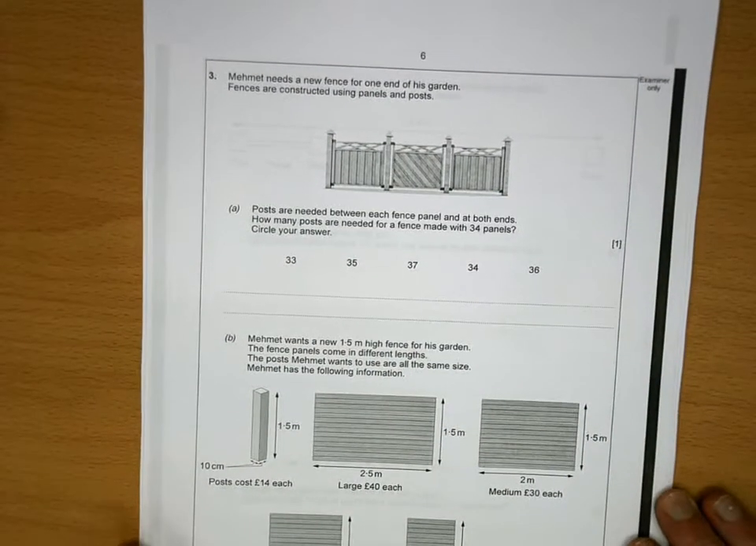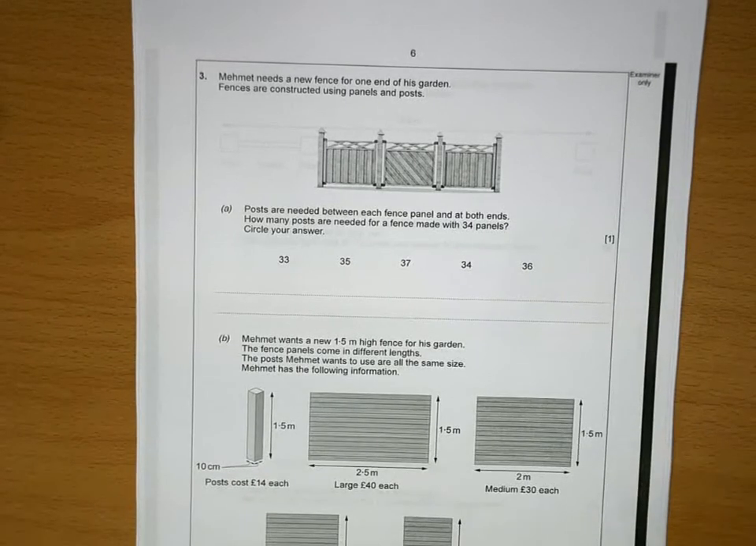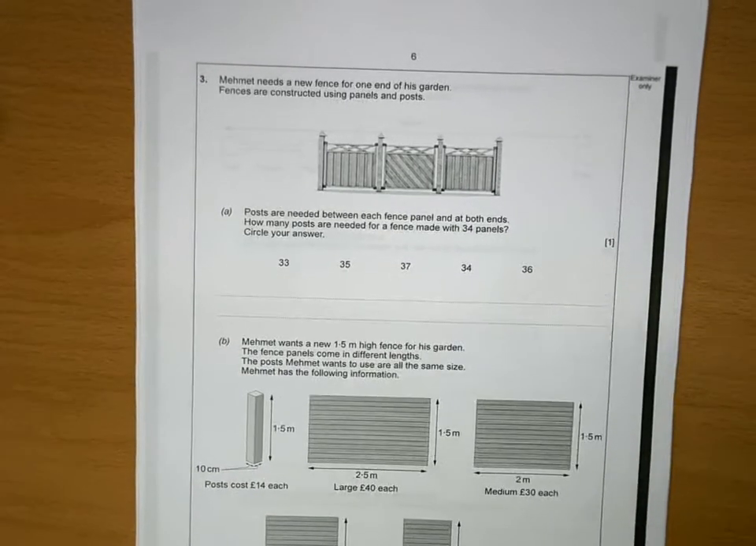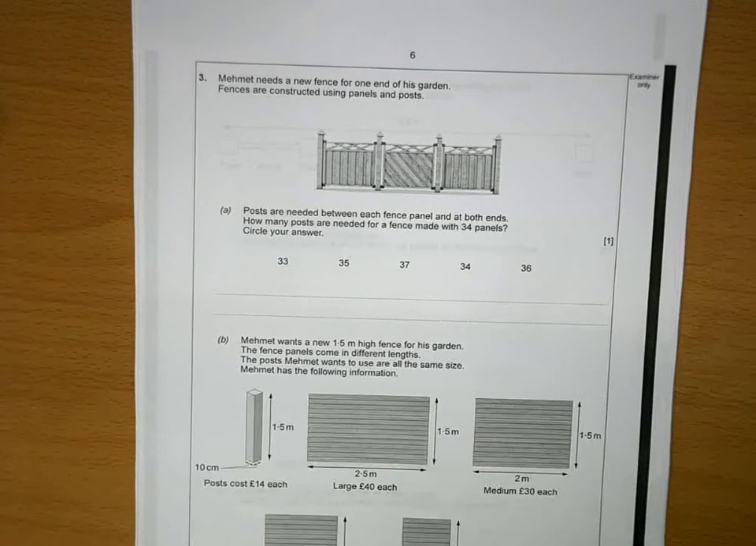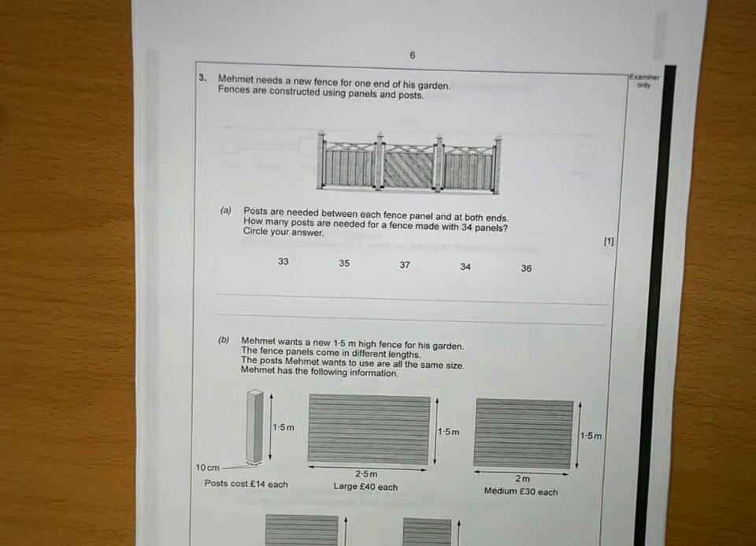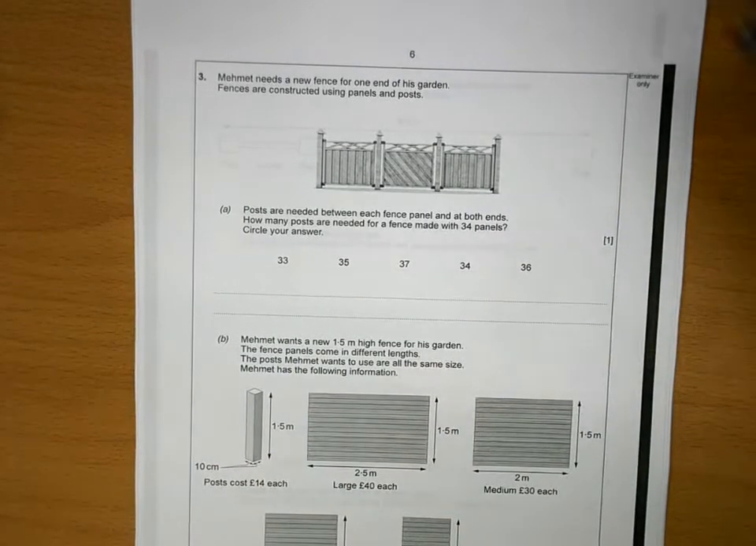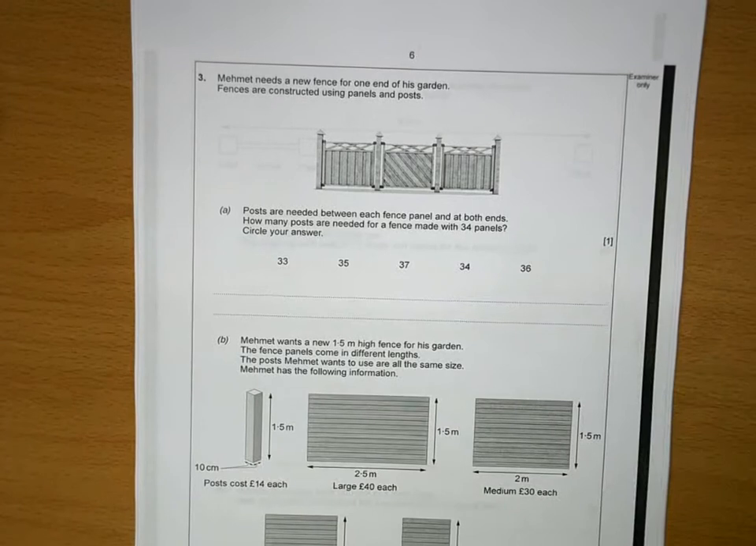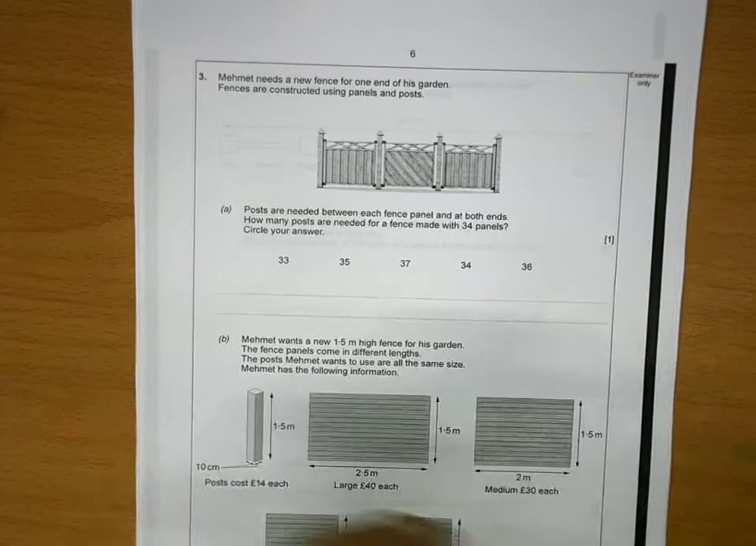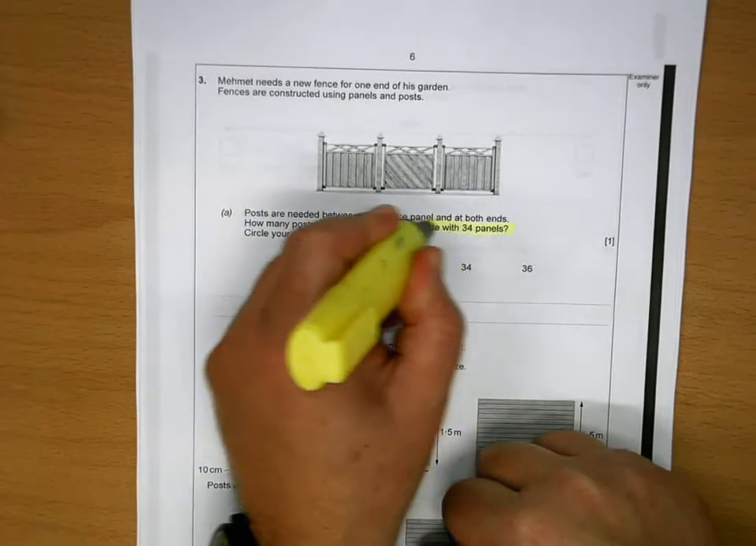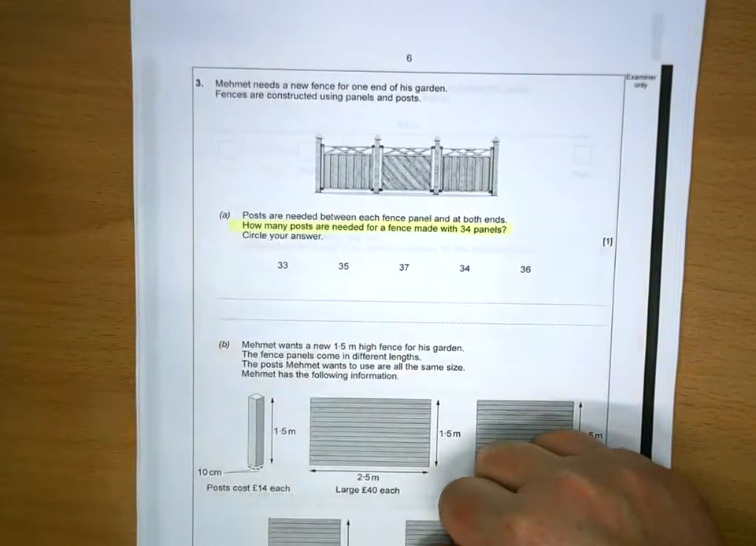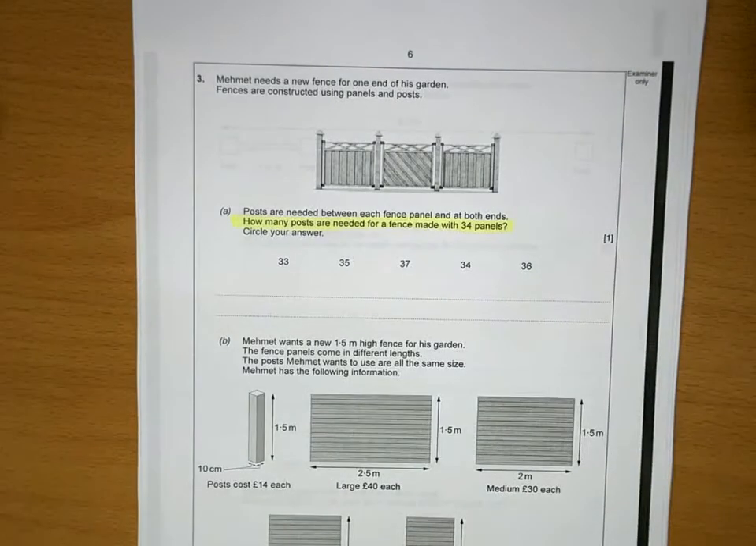Question 3. Mehmet needs a new fence for one end of his garden. Fences are constructed using panels and posts. Posts are needed between each fence panel and at both ends. How many posts are needed for a fence made with 34 panels? So that's what we're trying to figure out.